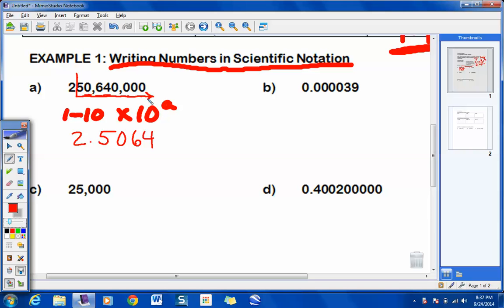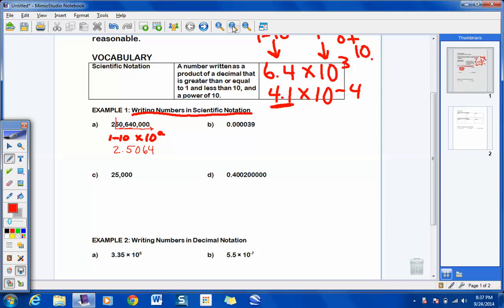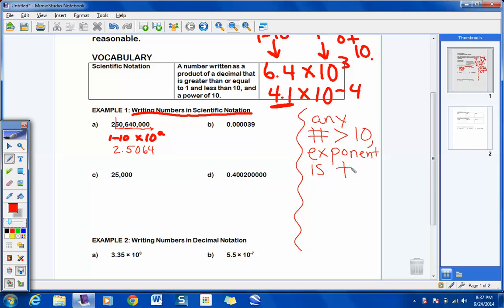So maybe we should make a note here at the top of this. I'm going to say any number bigger than 10, I'll put it right over here. Any number larger than 10, which I'll write as greater than 10, comma, then your exponent will be positive. Okay? So as I look at this number right here, 250,640,000 is clearly a number greater than 10.